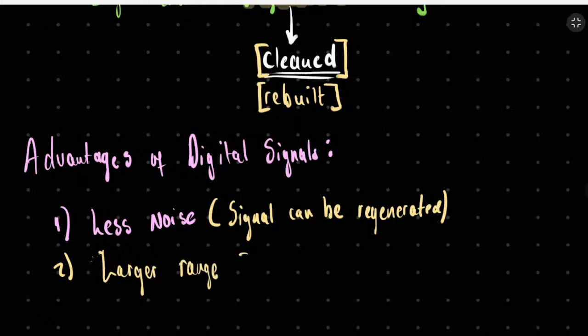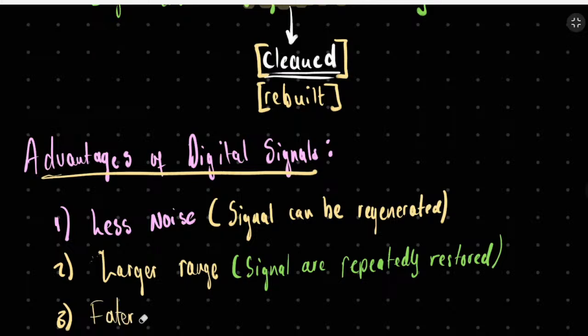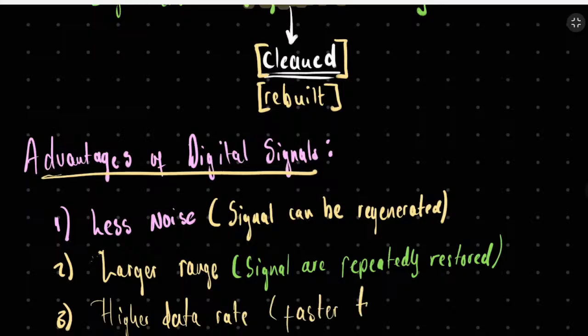Why? Because these are advantages of digital signals, why we convert, why we do sampling. Because signals are repeatedly restored. Then 3 and final, faster, or let me say higher data rate, transmission rate, because digital signals have faster transmission.